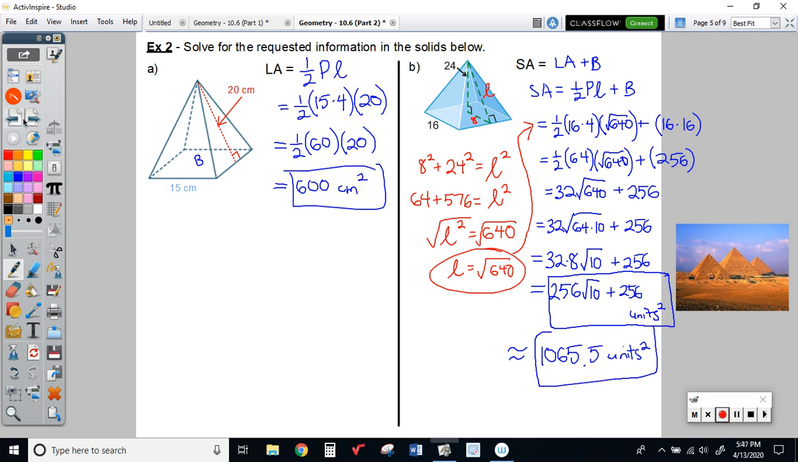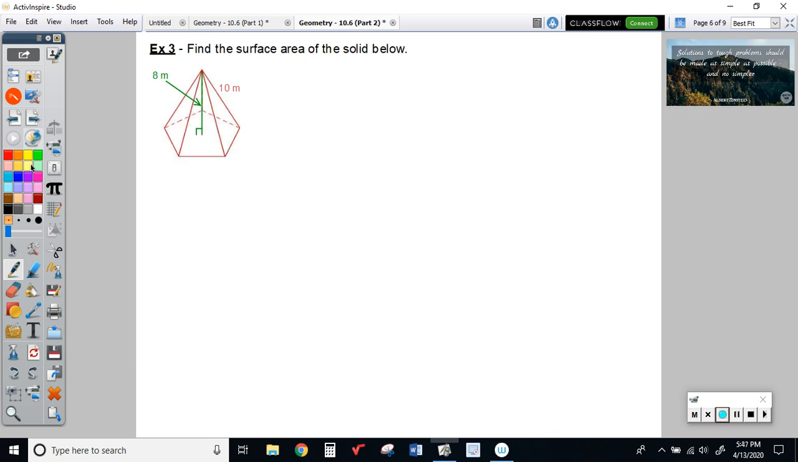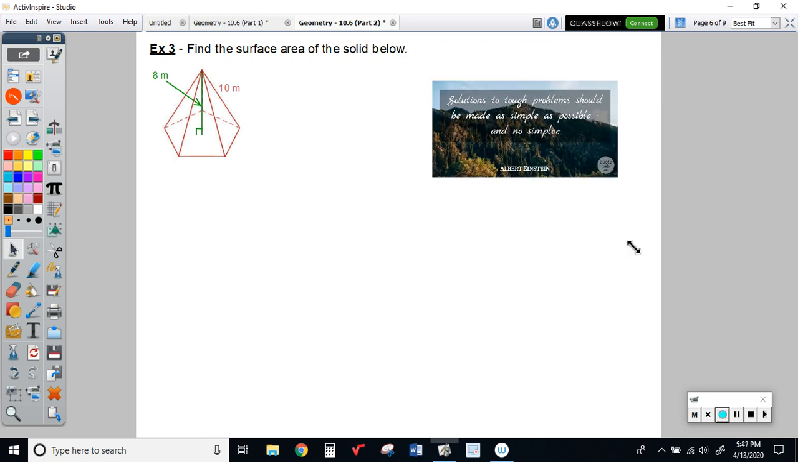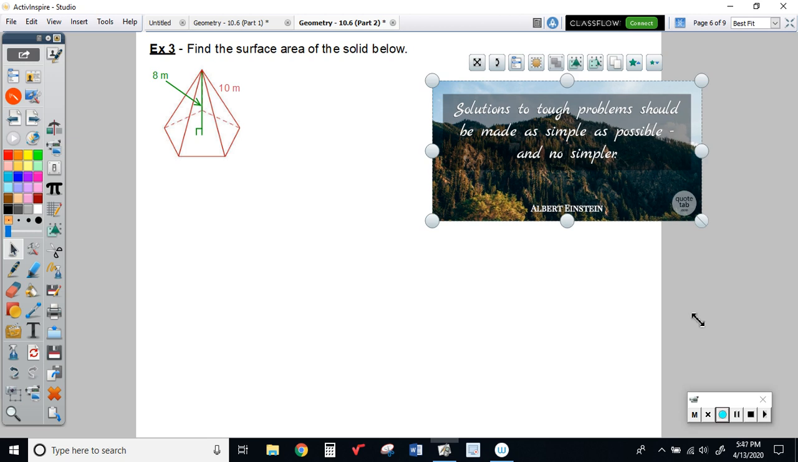So then part C, I've got a quote. I feel like a lot of quotes are from Einstein, and I'm occasionally skeptical that Einstein said everything that people attribute to him, but I thought this was a good one, and I feel like this could have come from Einstein for sure. So solutions to tough problems should be made as simple as possible and no simpler. I feel like this problem, that definitely applies.